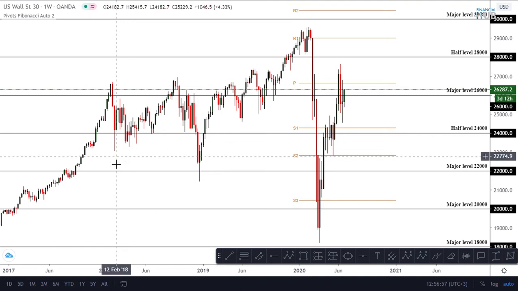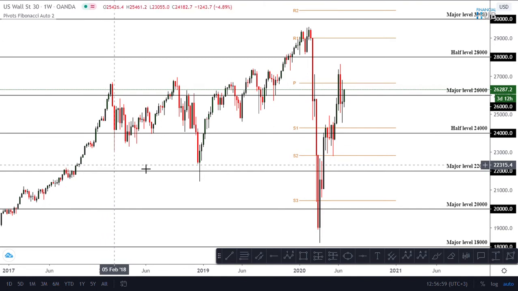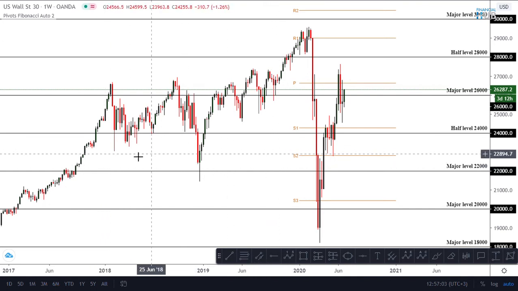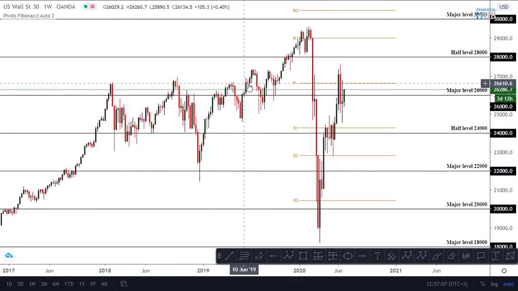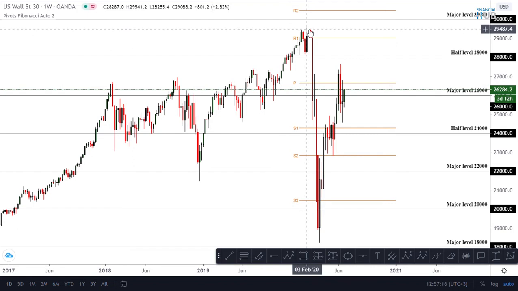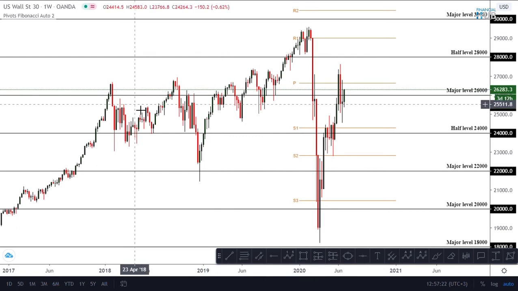So if you look at it from 2018 all the way to 2019, 2020, this thing was consolidating basically between 22,000 and 27,000. Then we had this breakout in late 2019, and this move was capped in February at the 29,500 mark. So if you study markets, if you look at history, we often get such consolidations.